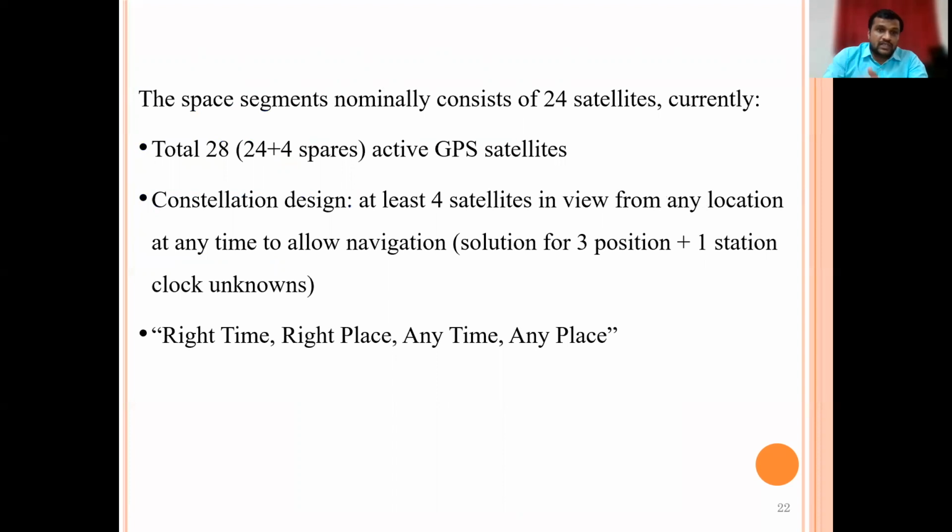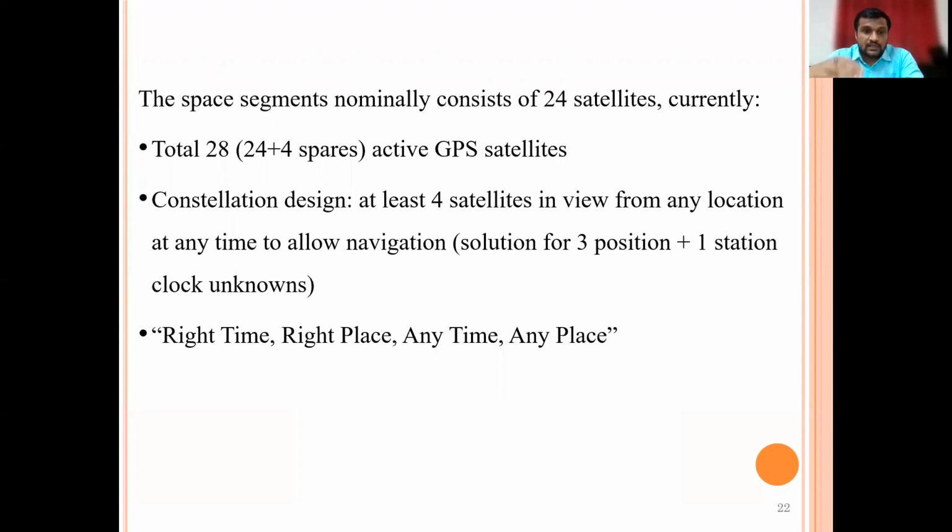The space segment consists of all the 24 satellites. Currently we have a total of 28 satellites. Out of 28 satellites, 4 satellites are in spare mode, which are the backup satellites. In the constellation design, each orbital plane is designed in such a way that at least 4 satellites are in view from any location on the ground at any time to allow navigation.